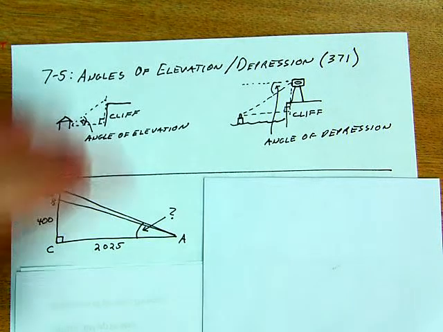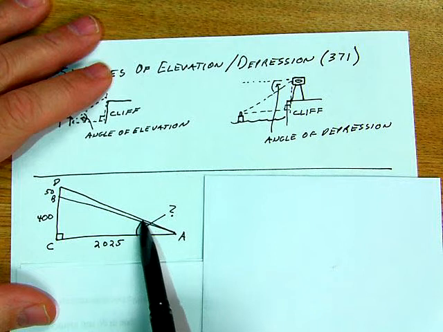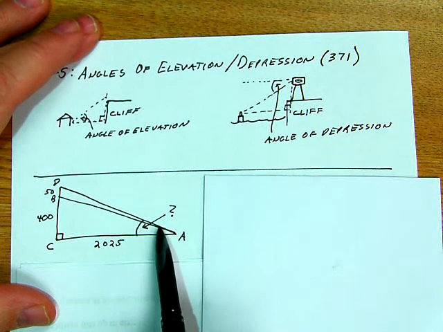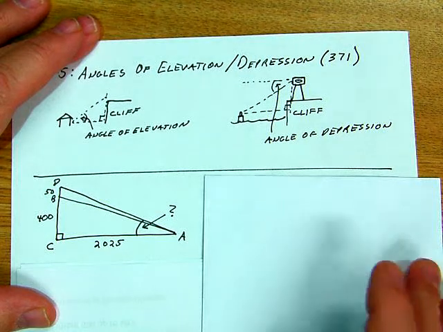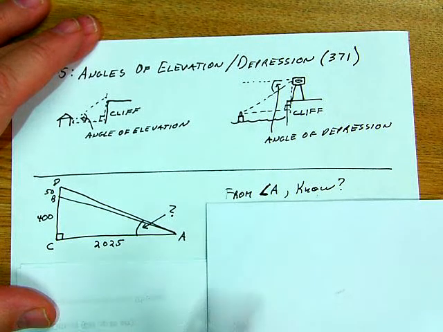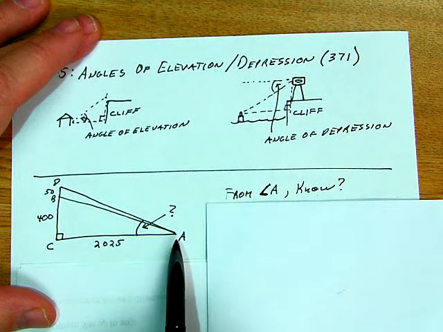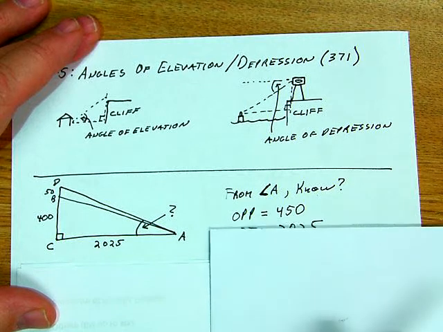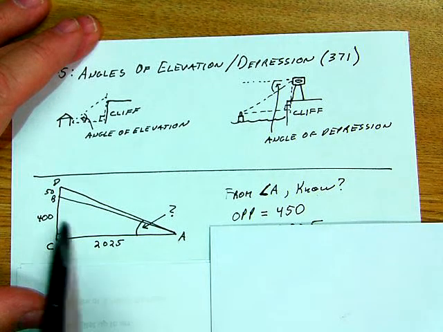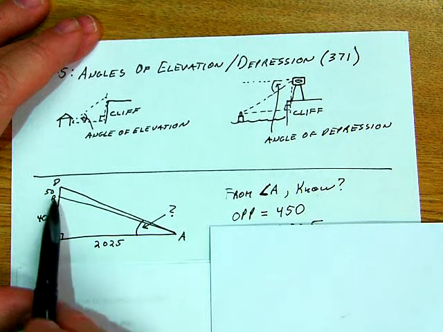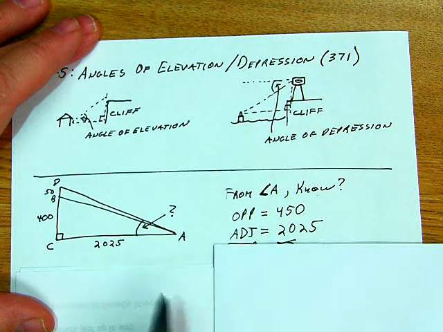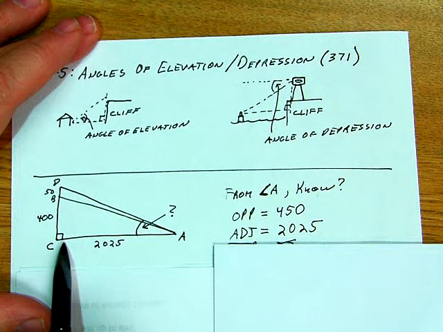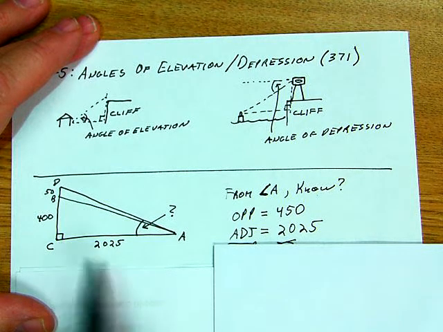So we want to find out what is the angle of elevation for the airplane to get to 50 meters over the mountain. So from angle A, what do we know? Well, we know that the opposite of angle A is this 400 mountain plus the 50 we want to miss the mountain by, so 450. We know the adjacent in this triangle formed by the mountain and the airplane is 2,025 meters.